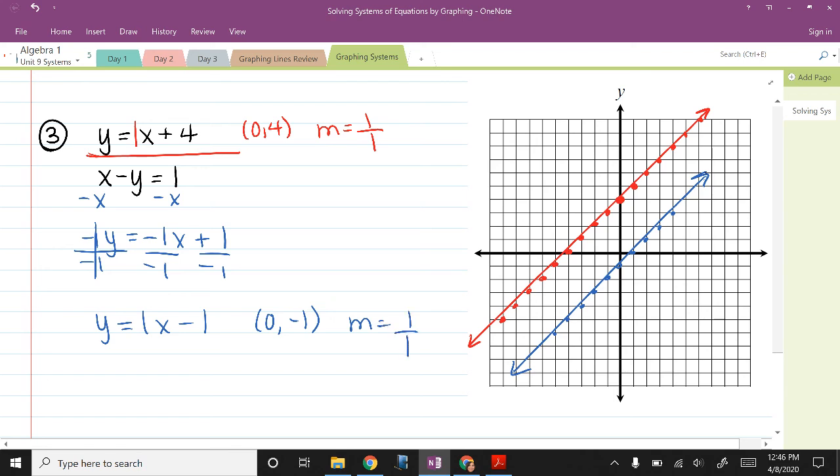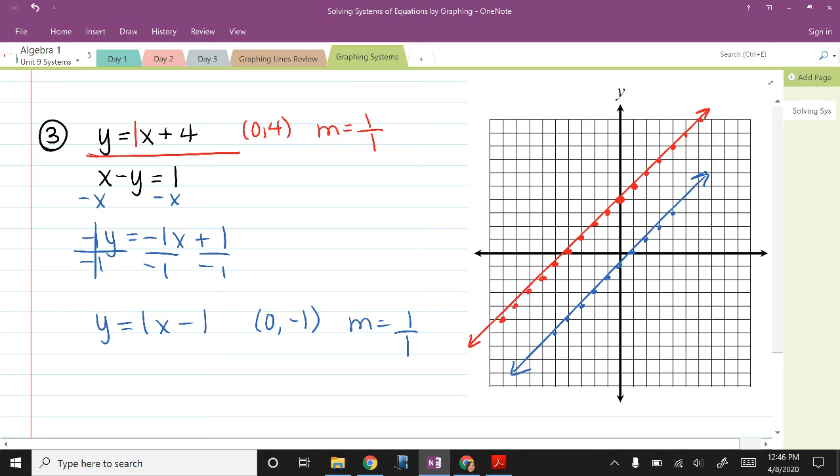So I notice I have two parallel lines, and what do we know about two parallel lines is they never cross each other. And so two lines that never intersect are not going to have a solution to this system of equations. Because remember, our solution is where the two lines cross, and parallel lines are never going to cross each other.